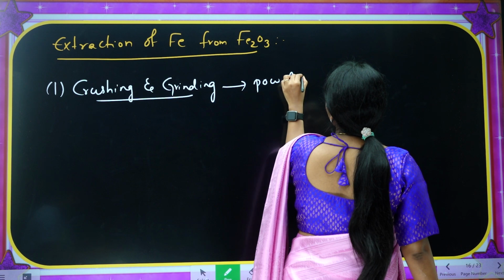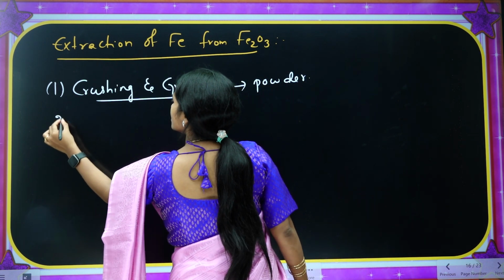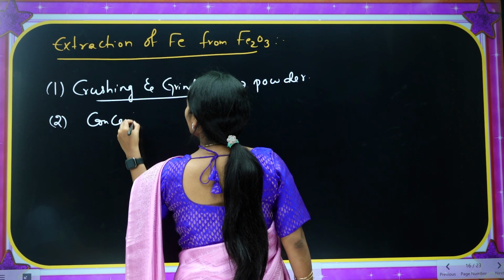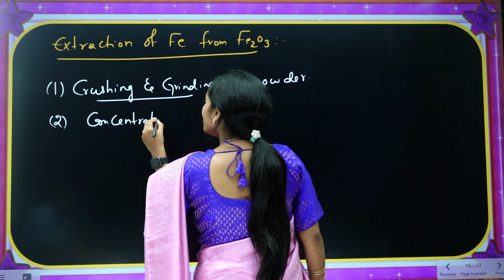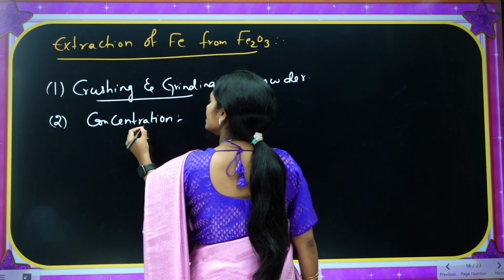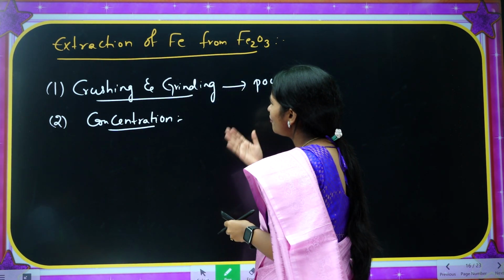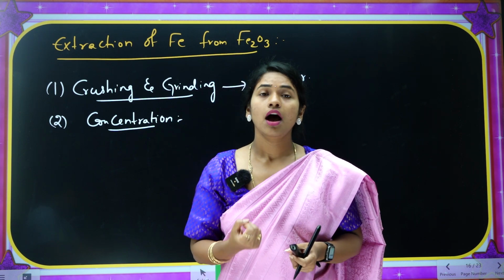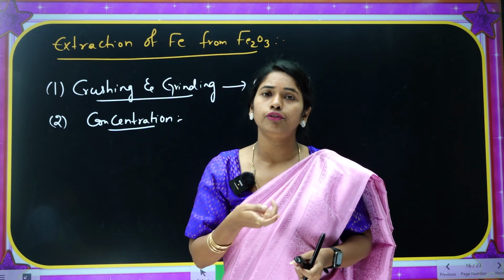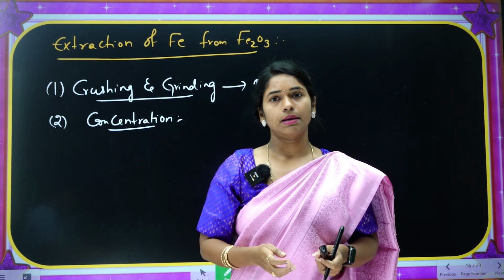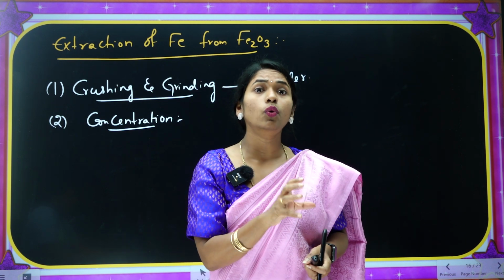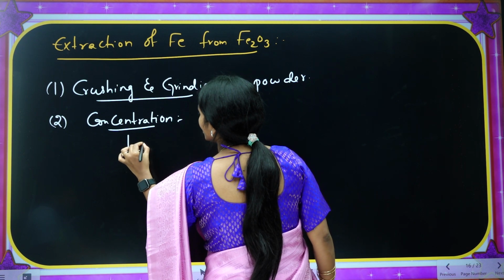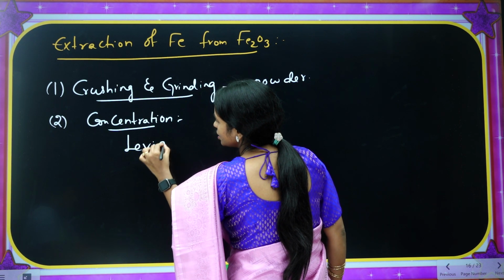And the second step is concentration. What do you mean by concentration? We will remove the impurities. How do we remove them? There are different methods like levitation, which is also known as hydraulic washing, or we can also do froth flotation, magnetic separation. But here we do levitation, which is also known as hydraulic washing or gravity separation.